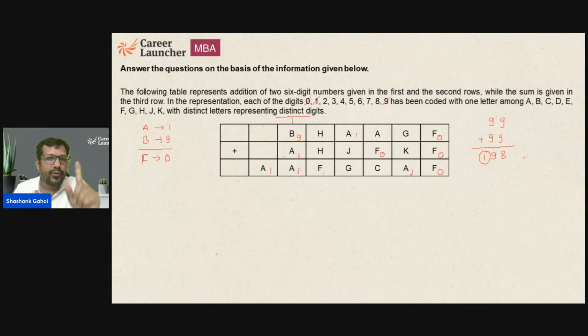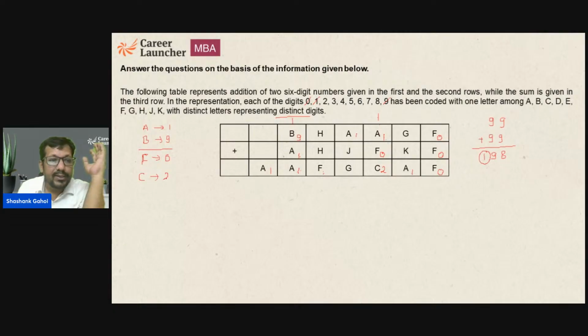Now I'm getting 1 over here, right? So A is 1. 1 plus 0 is equal to C. So it means C can be 1. But if A is 1, how can C be 1? That's not possible, right? It means 1 should be getting carried over. G plus K is equal to 11. 1 is getting carried over. So 1 plus 1 is going to be 2. So I am getting value of C as 2.